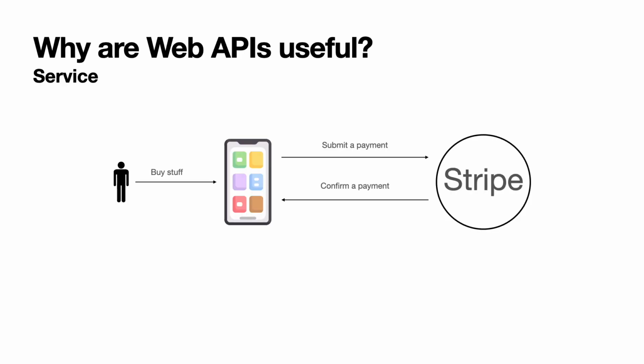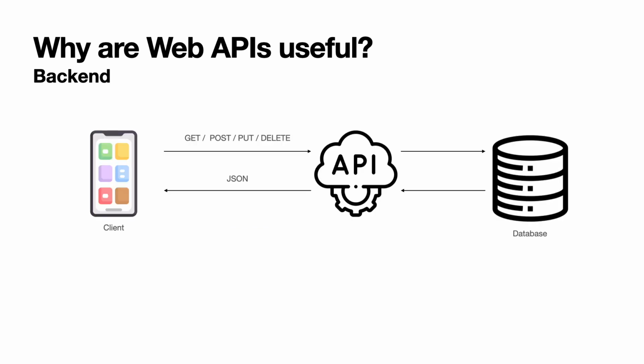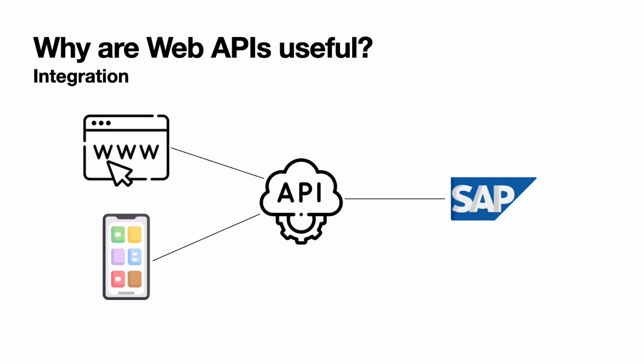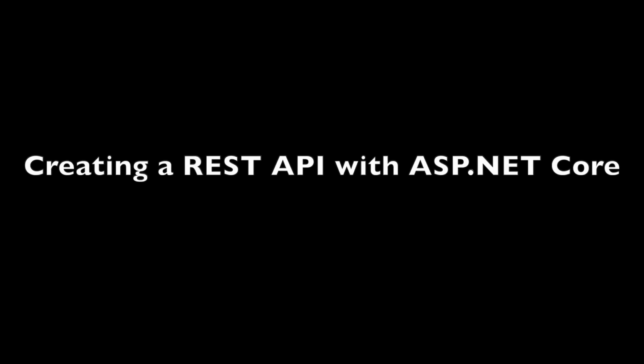A Web API can provide a service. You can use the Stripe API, for instance, to integrate payments in your application. You can also use a Web API to create a backend for a mobile application or a single-page application. A Web API can also be used to exchange data between two different systems. Now that we know what a Web API is, it's time to create one.